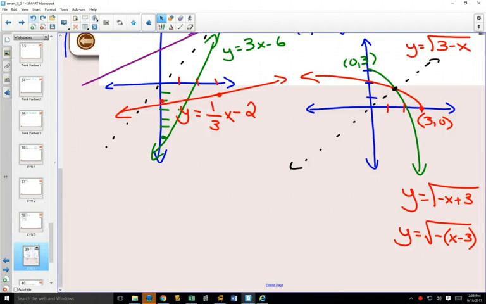All right, 7, 8, 11, and 13. And 11 and 13 are designed to make you think. Yay.